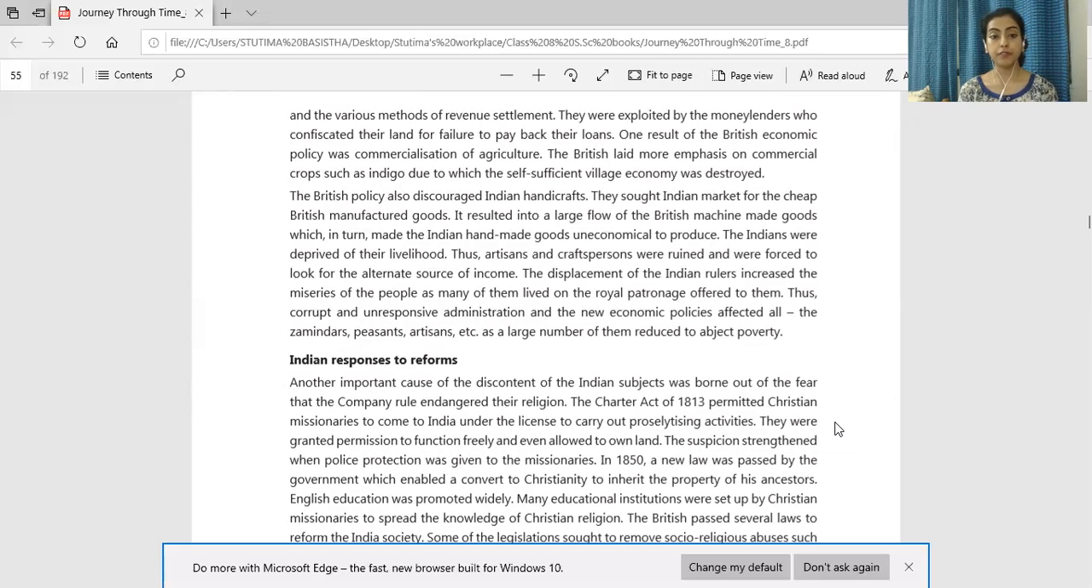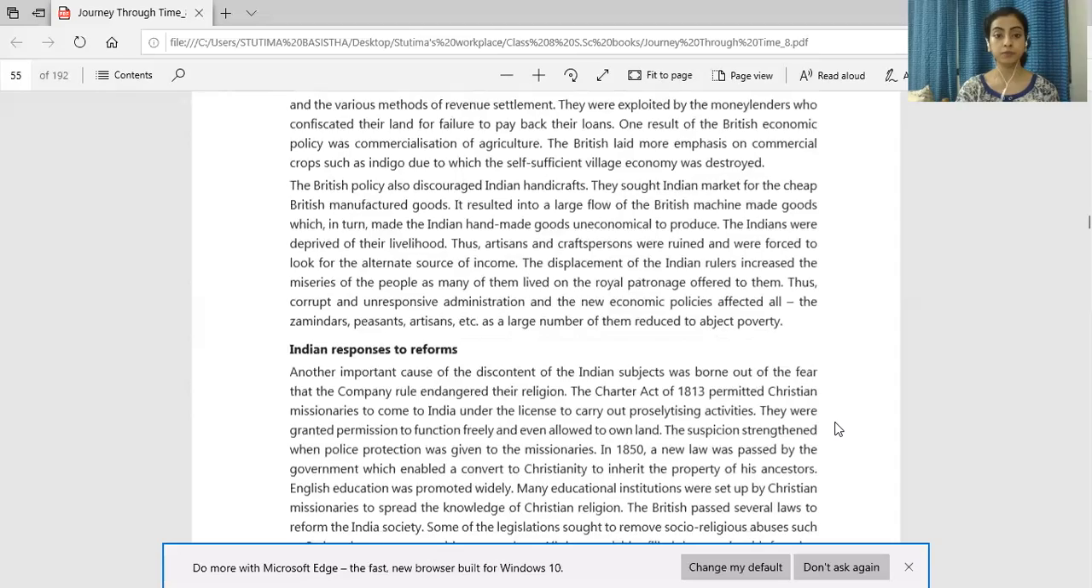Thus, corrupt and unresponsive administration and the new economic policies affected all. So all these policies that were introduced by the British not only affected the rulers and the Nawabs, but also the peasants, the artisans, the zamindars, everyone. All sections of the society got affected because of the exploitative policies that were introduced by the British. So this was the second reason for the cause of the revolt of 1857.